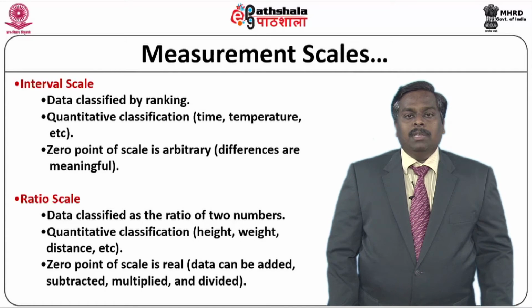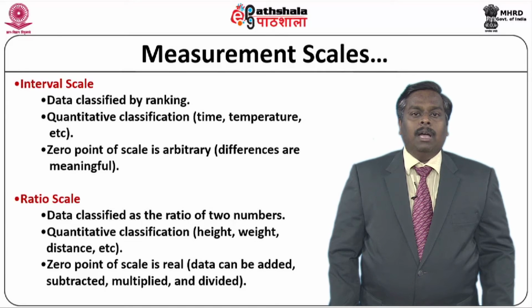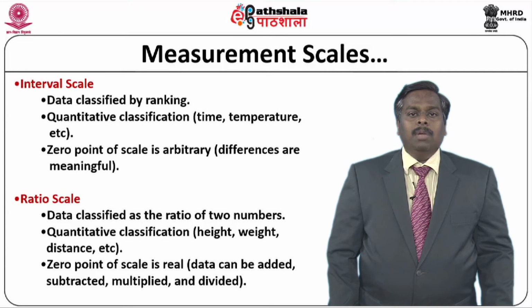For example, temperature. When we take temperature, we can have high, low range. So, high may be marked from the range of say 10 to 20 degrees centigrade, and low may be marked from the range of say 5 to 10 degrees centigrade. So, these 2 ranges are examples for interval scale values.